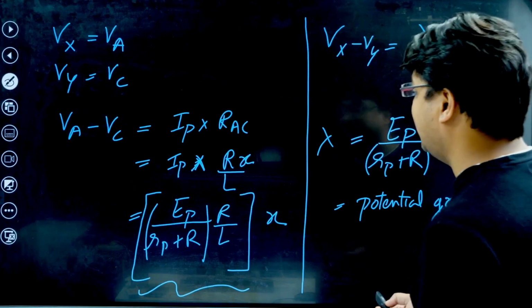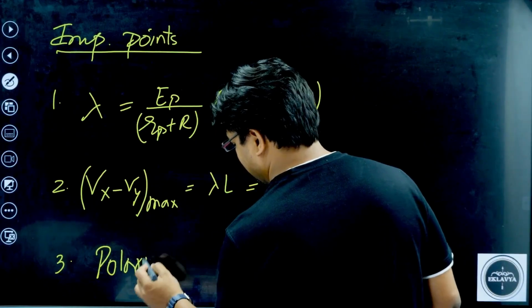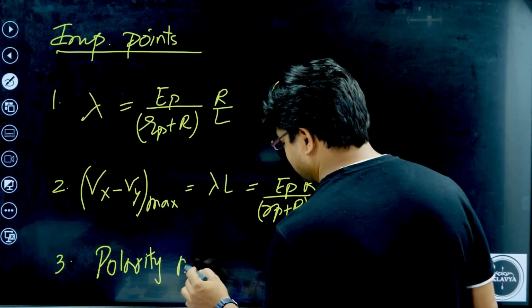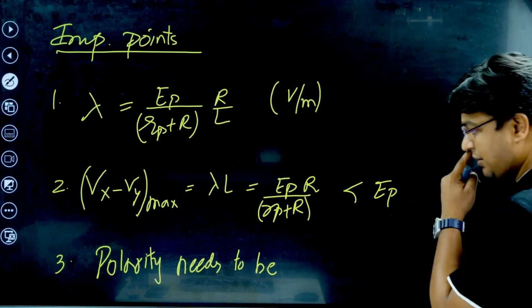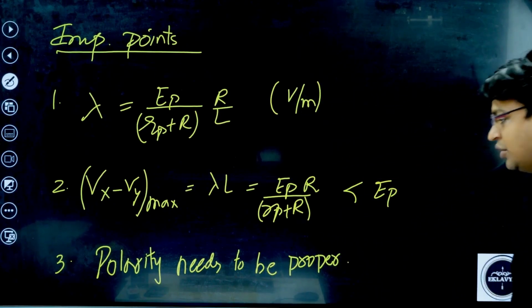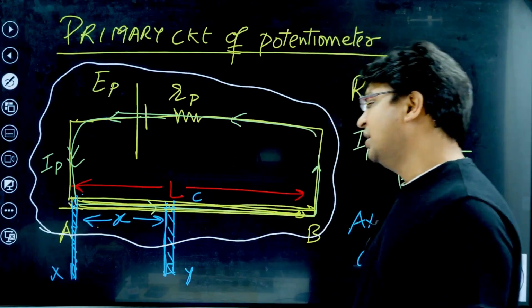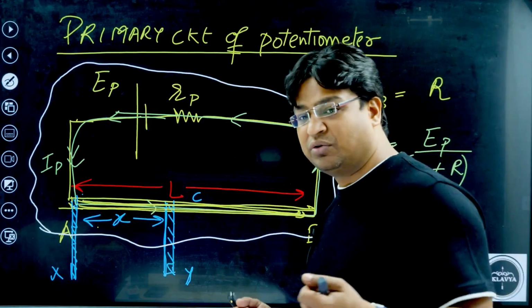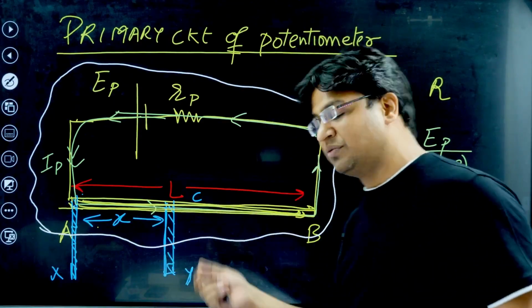So we have to keep in mind that polarity needs to be proper for measurement. What proper means is to keep the higher terminal towards A. You don't know the EMF of the unknown battery, but you know which is the positive terminal, so that should be towards A and the other should be towards B.